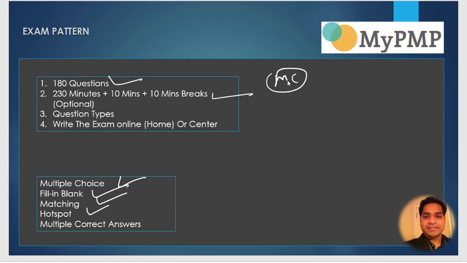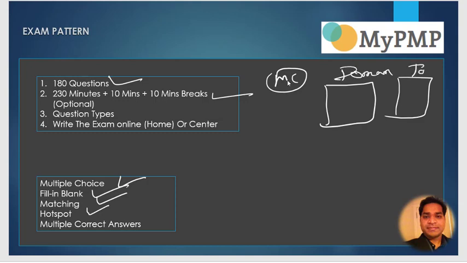So what is a matching question? It's self-explanatory, but just to give you an idea, let's say we have two columns, one is domain, and the other one is task. Then you can be asked which task falls into which domain and vice versa. This could be one of the matching questions, but this is an oversimplification, and you will be asked to drag and drop things between these two columns. That could be a drag and drop question.